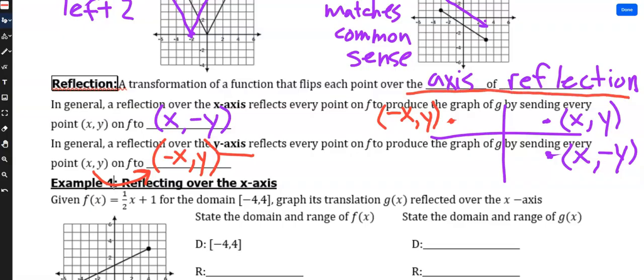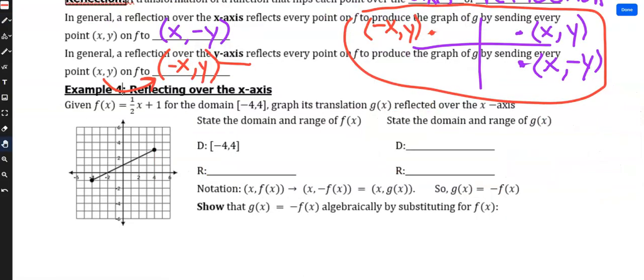I really think if you would focus your attention on a picture like this, you would realize what axis you're reflecting across. Okay, so last example, or at least on this page. I think it is the last example, though. Reflecting over the x-axis. So here we have a function, all right?